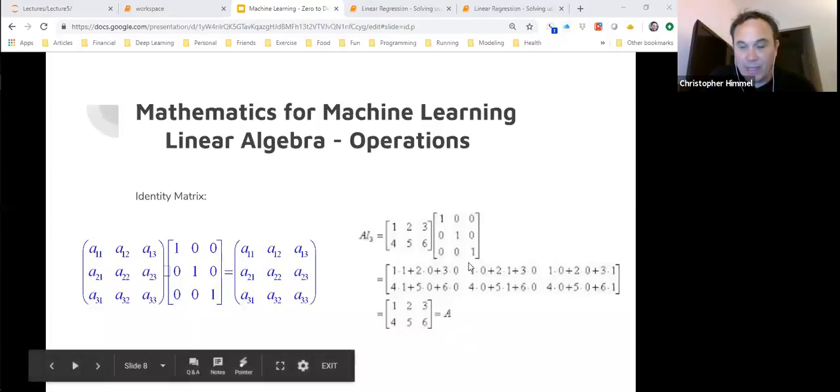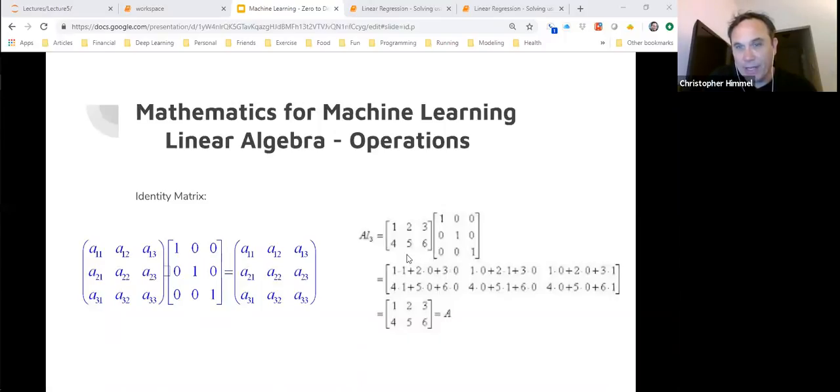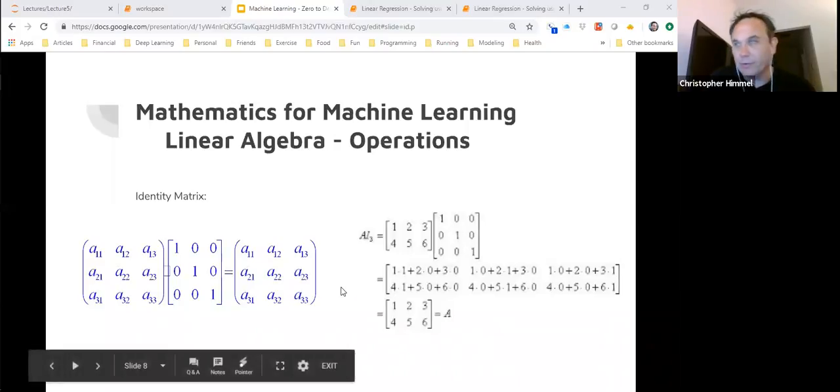Now you can't just flip this around though and put this one in front. You can't take a 3 by 3 and multiply by a 2 by 3. You'll have to change this to a 2 by 2 identity matrix for that to work. Any questions about that? That should be pretty straightforward. This should be review for most of you.